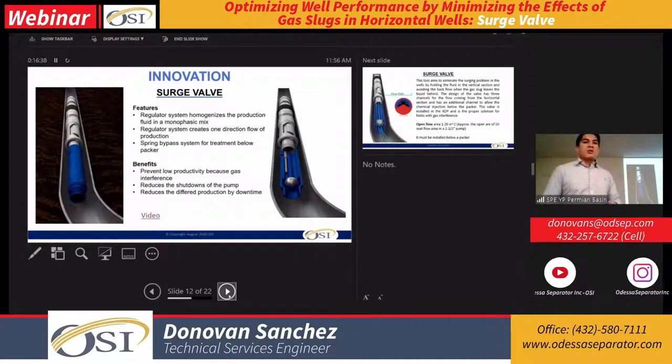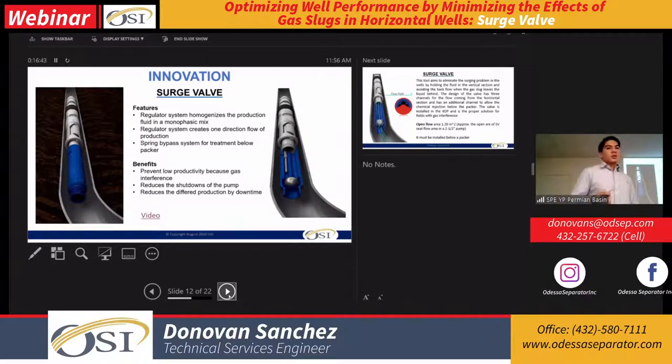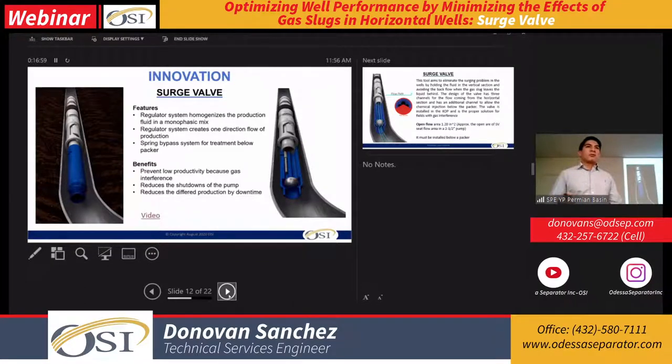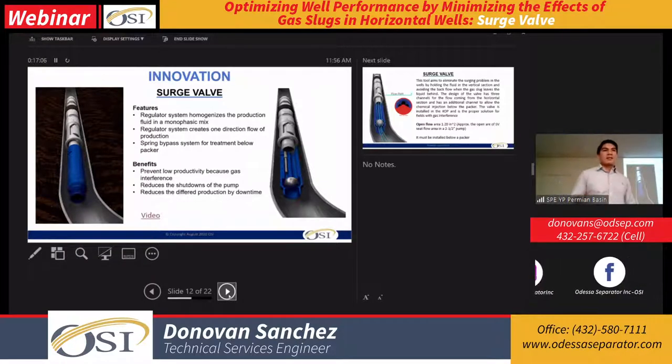Secondly, it creates a one-directional flow of production. So in this case, the surge valve is used with the packer, and as I was mentioning earlier, a gas separator can only do so much. If your fluid level is starting to deplete a lot, as we see in horizontal wells, and it's just not able to pull enough fluid, at that point you're pulling the gas no matter what. No matter what type of gas separator you have, you can't pull fluid if there is no fluid level. So you can see the surge valve more as a standing valve below the pump, an extra standing valve.